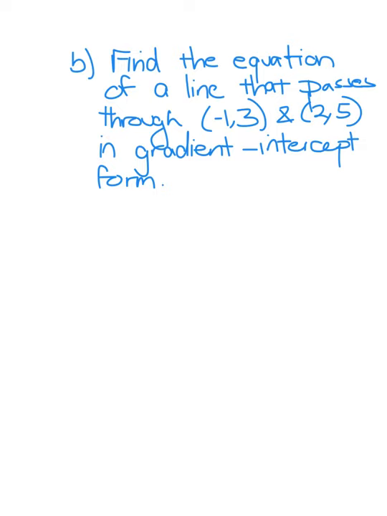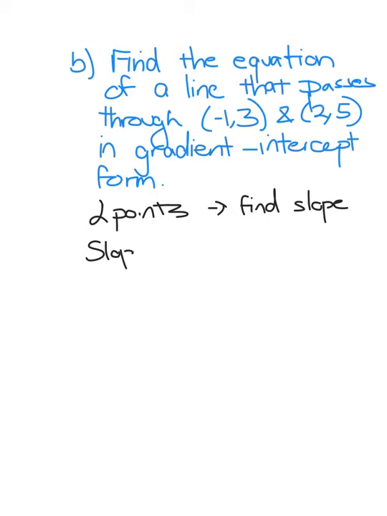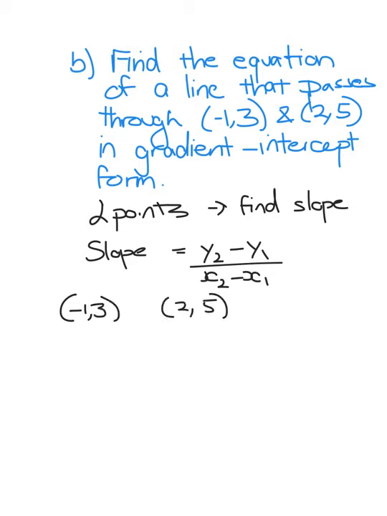Another example, find the equation of a line that passes through these 2 points in gradient-intercept form. So remember, when we have 2 points, what we do is we find the slope. So the slope is equal to y2 minus y1 over x2 minus x1. And remember, when we talked about the slope of functions, we'd write the points out, and we'd call one of those points x1, y1, and the other one x2, y2.